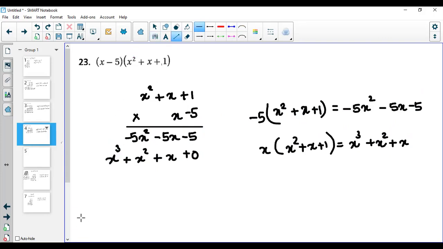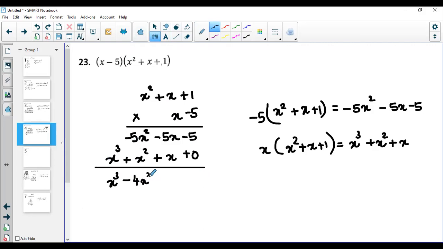Okay, so let's solve this. So that's going to be x cubed here. What happened to my x? Okay, so this is going to be x cubed. Then minus 5 plus 1 will give me a minus 4x squared. Minus 5 plus 1 will again give me a minus 4x. Minus 5 plus 0 will give me a negative 5. As you can see, there is no relationship between the two polynomials, right? So this is how you solve multiply polynomials.